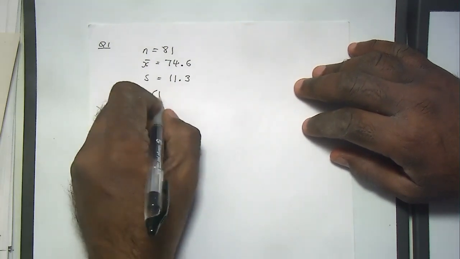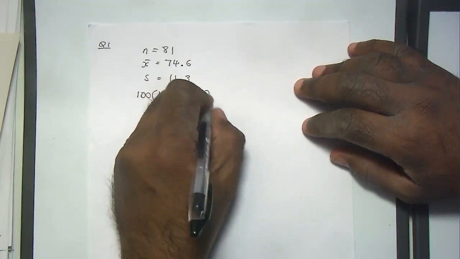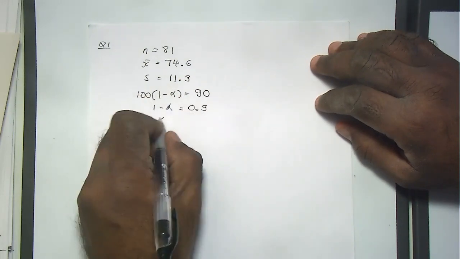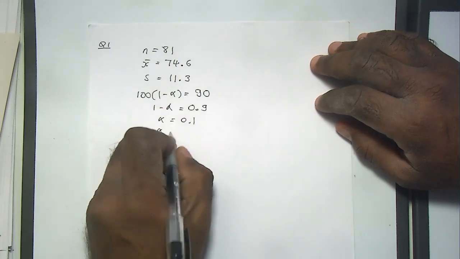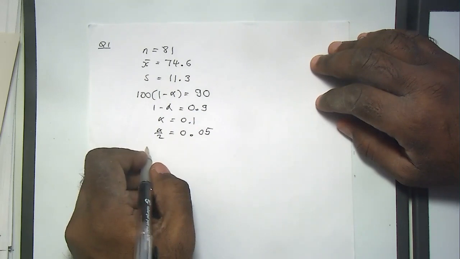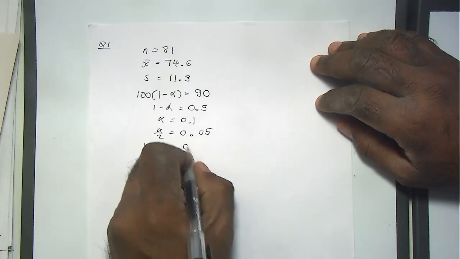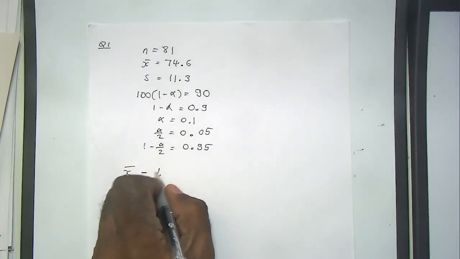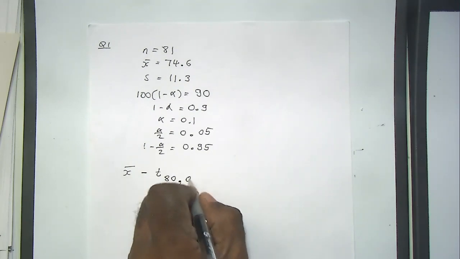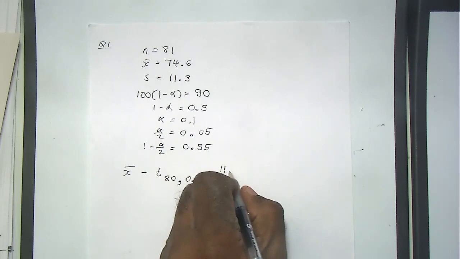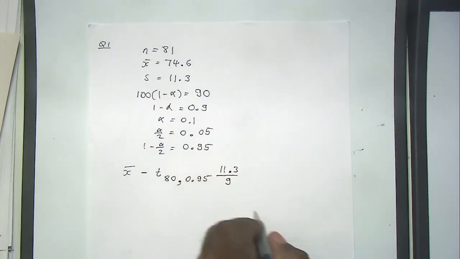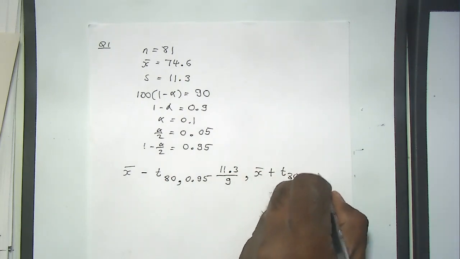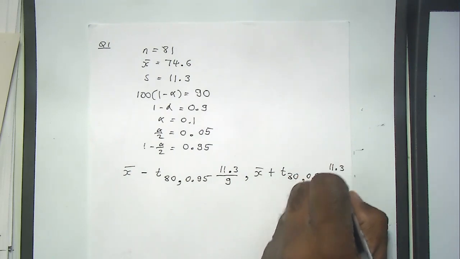Okay, so now we want 100 times 1 minus alpha to be 90. We want the 90% confidence interval. So 1 minus alpha is 0.9, alpha is 0.1, alpha by 2 is 0.05, and 1 minus alpha by 2 is 0.95. So the formula we need to use is x bar minus t n minus 1, which is 80, 0.95, s is 11.3, divided by the square root of n, which is 9, comma x bar plus t80, 0.95, 11.3 divided by 9.